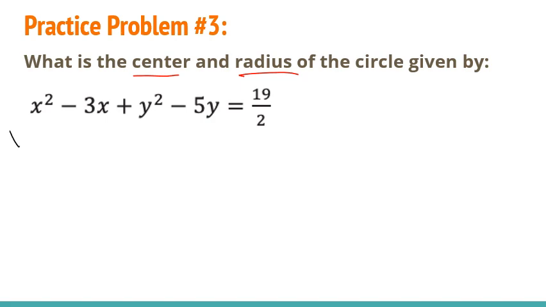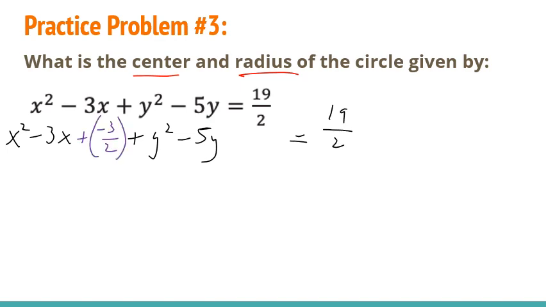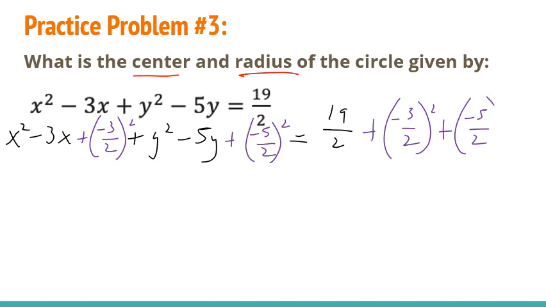We know we're going to complete the square again, so I'm just going to leave blanks where we're going to add our value to complete the square. And the value we're going to add is, again, the b over 2 value. So here it's going to be (negative 3 over 2) squared plus (negative 5 over 2) squared. And got to make sure I do that to both sides of my equation.